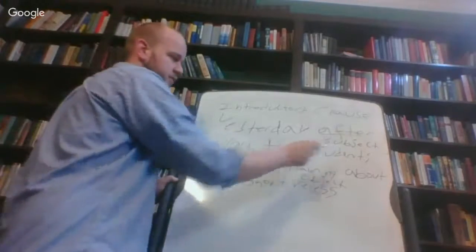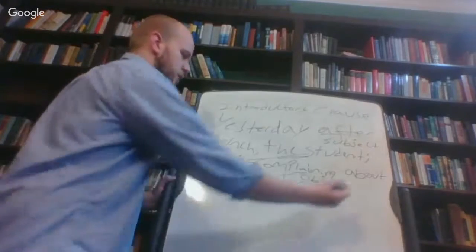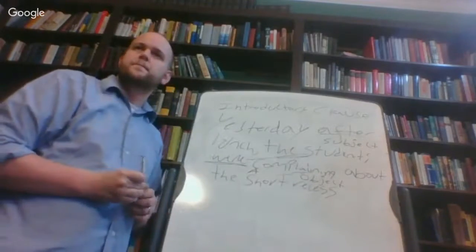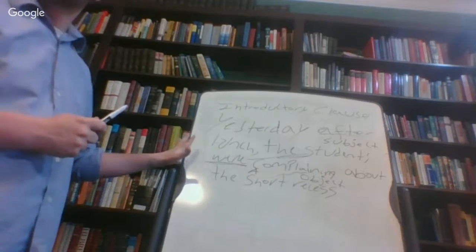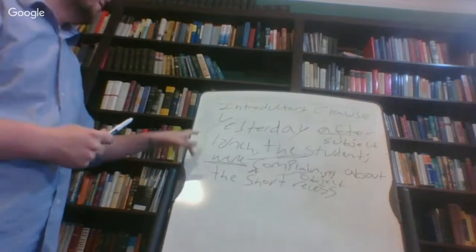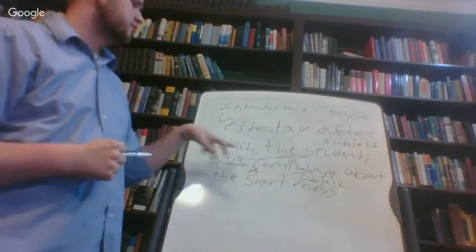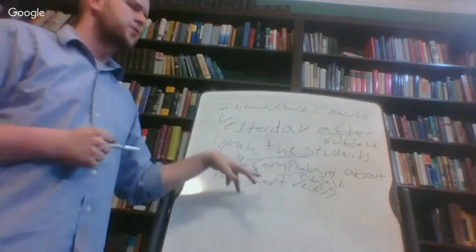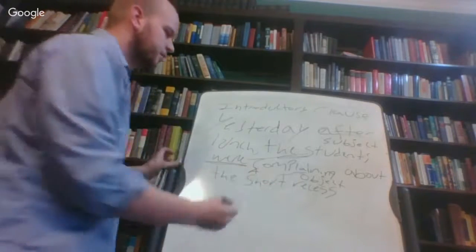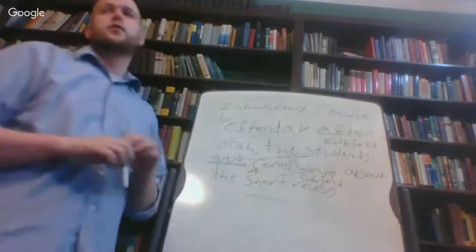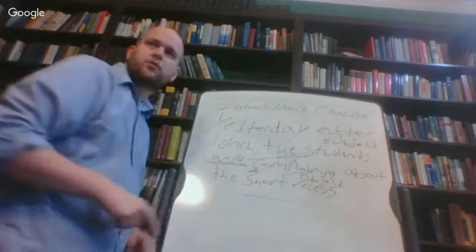The students, subject, were complaining. What were they complaining about? The short recess. So word order is crucial for English. If I were to switch the subject with the object, it would read, yesterday after lunch, the short recess was complaining about the students. That doesn't make any sense. Why doesn't it make any sense? Because short recess is an inanimate object and can't complain about something.